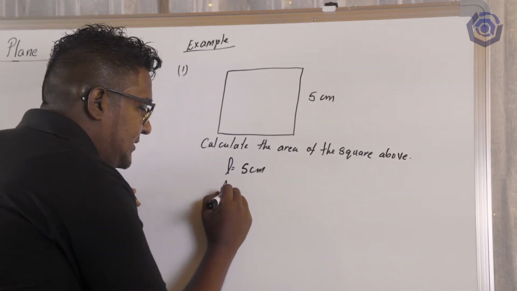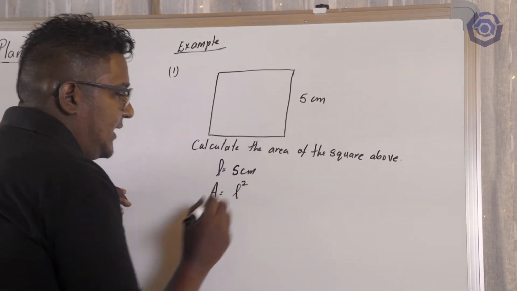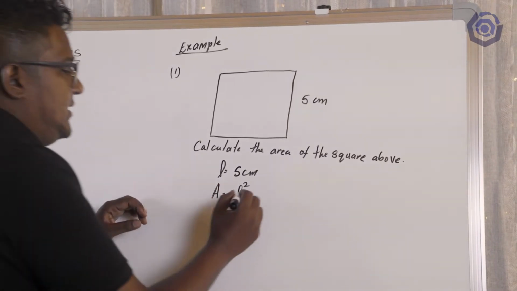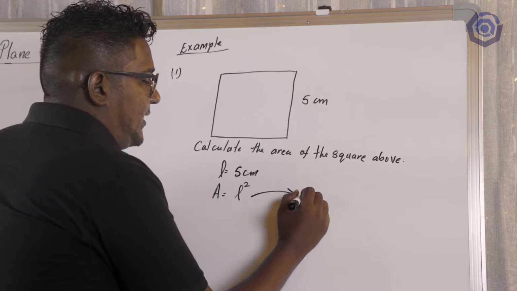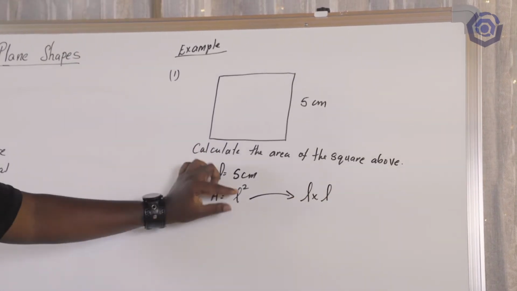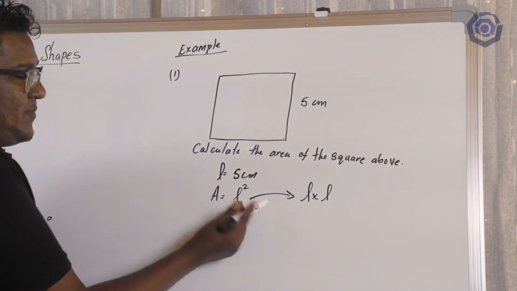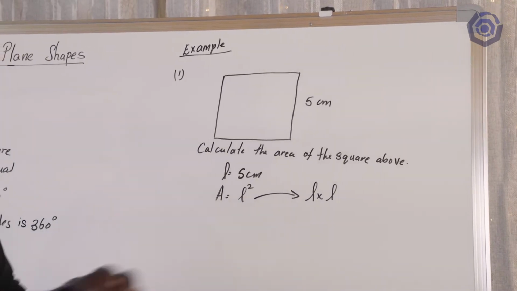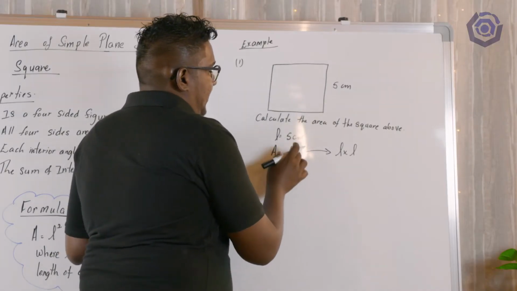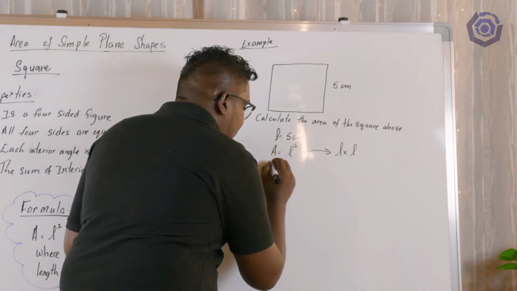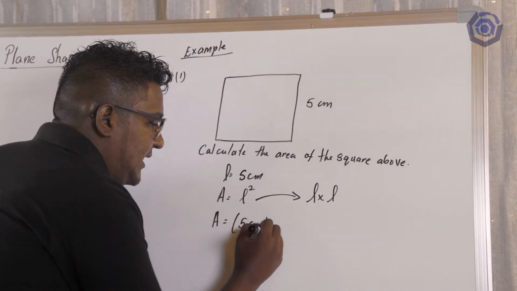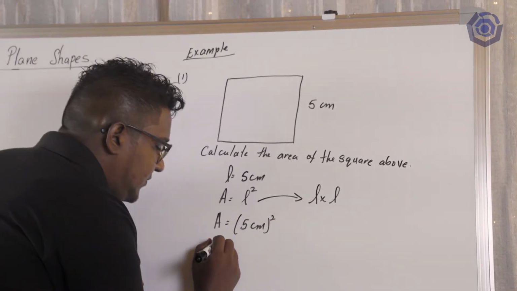Our formula is A equals L squared. Now, squared means that L is going to be multiplied by itself 2 times. Whatever the power is up here, we're multiplying the base by itself this number of times. So using our formula, let's substitute what is L. So A equals 5 cm squared.